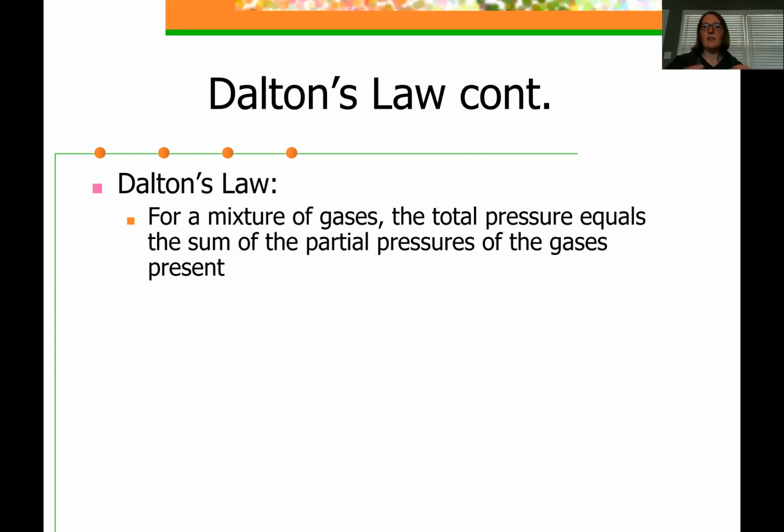So it's just saying that the sum of the total is equal to its little parts. And we represent this by saying P total equals P1 first gas plus P2 second gas plus P3 third gas, depending on how many gases you have. So let's look at an example. This is just simple addition, guys.